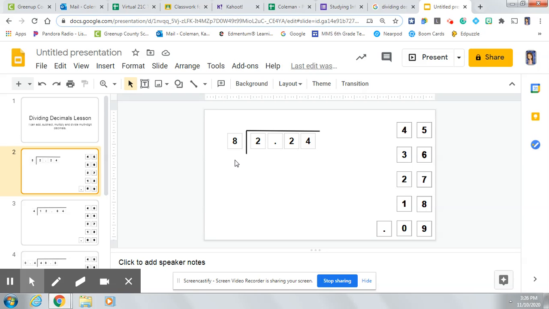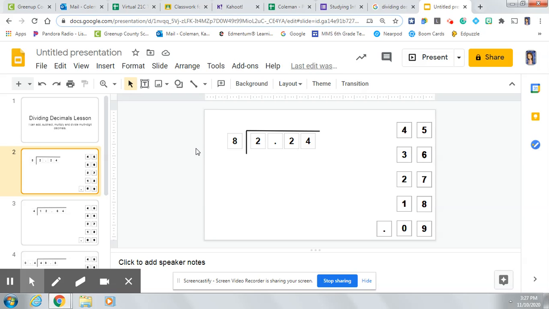Really, what I'm talking to you guys about today is just the rule of the decimal. Dividing by a 1-digit number should be fairly easy for you guys at this point. So really, the only difference is what do we do with the decimal in our answer.